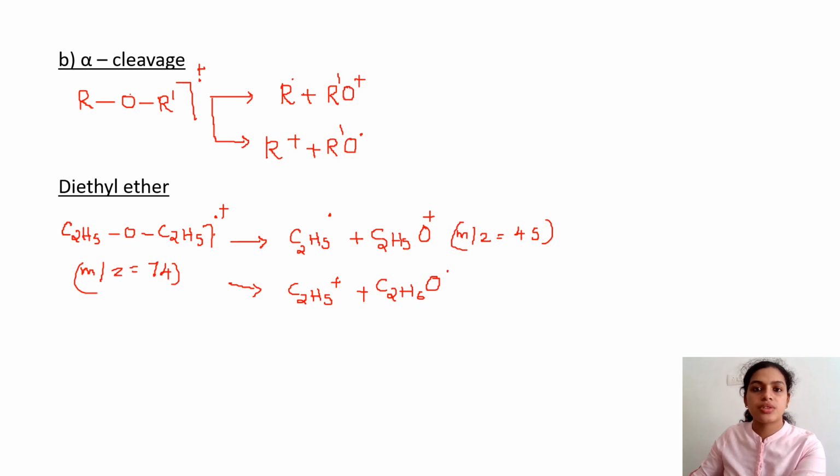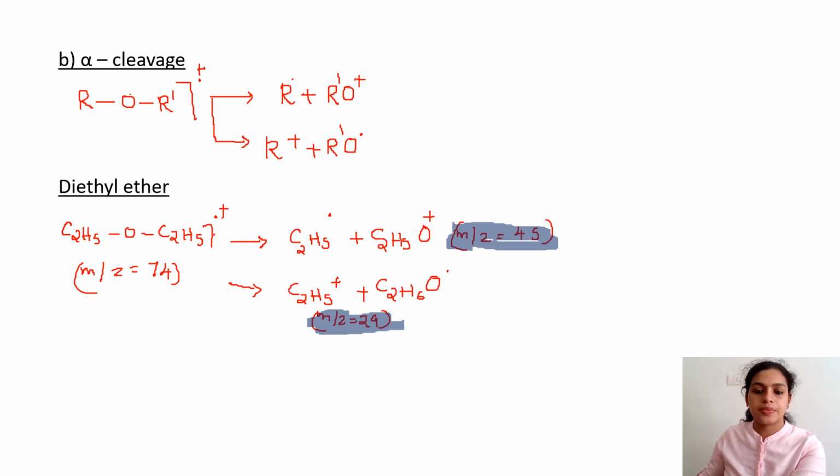So only positive charges will be detected. Here, this is the ethyl group. We know that its M/Z value is 29. Okay, so the peaks obtained are M/Z value equal to 45 and M/Z value equal to 29.